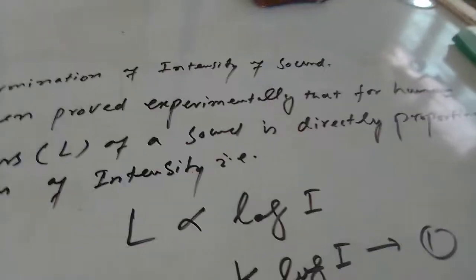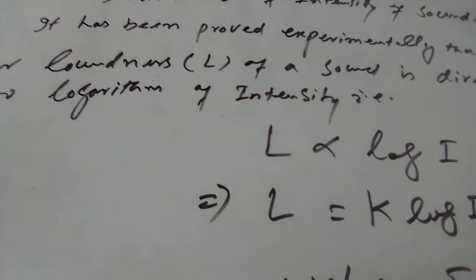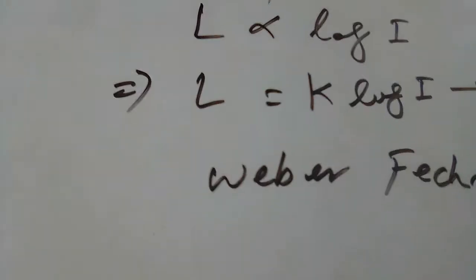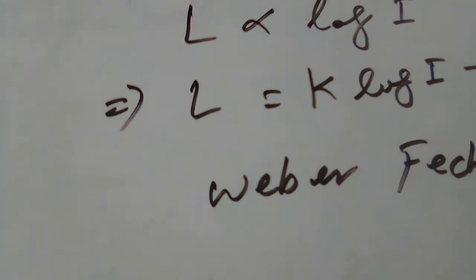Equation 1 is known as Weber-Fechner's law, and K is the constant of proportionality.